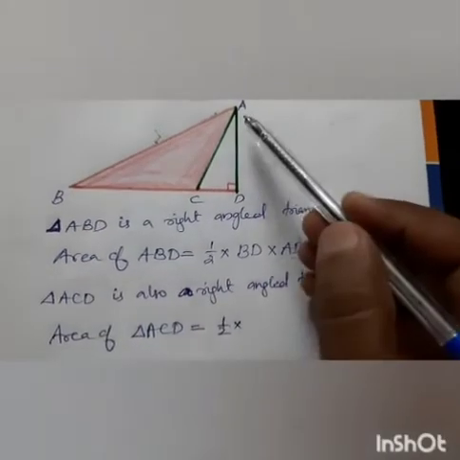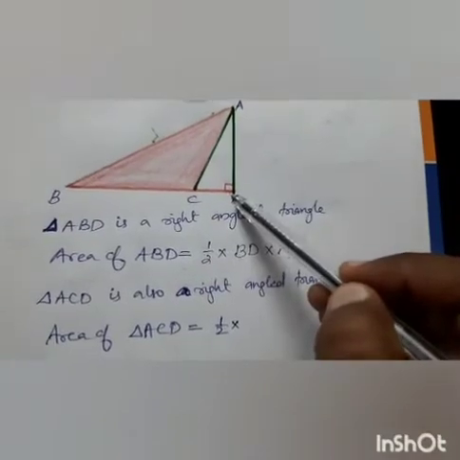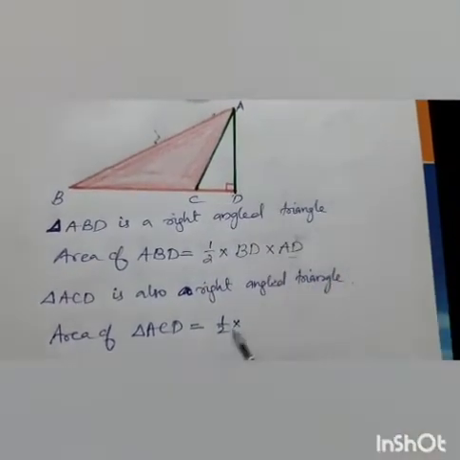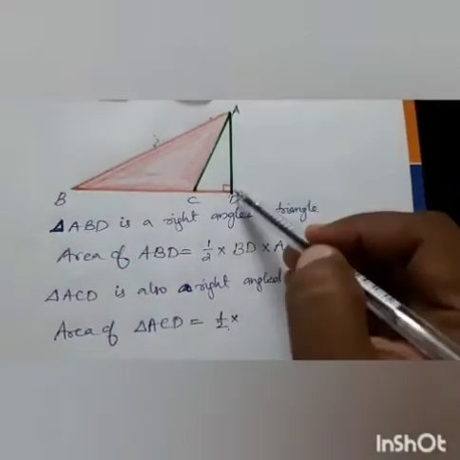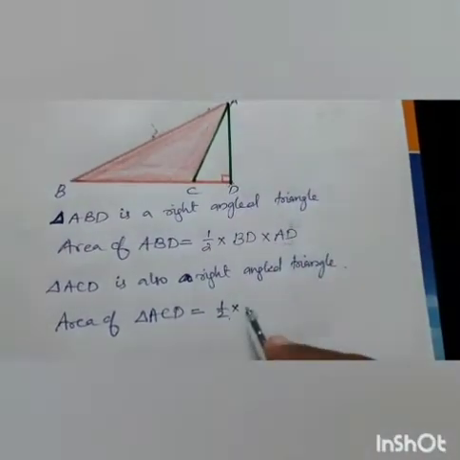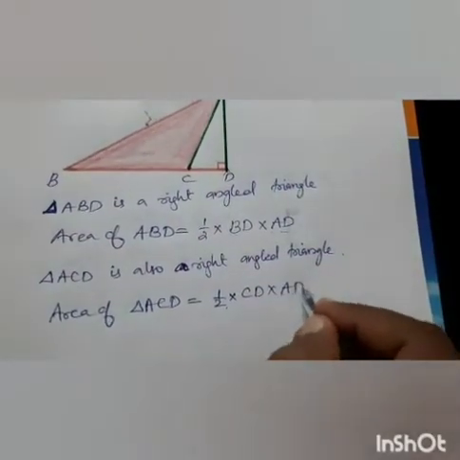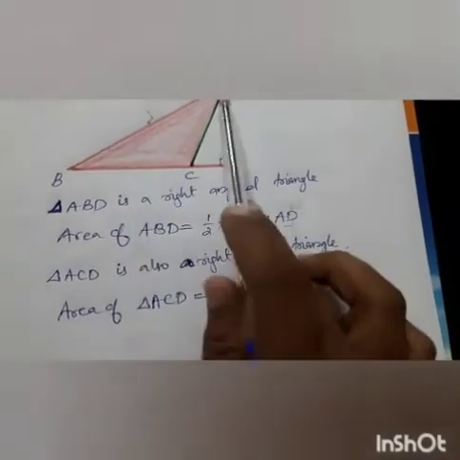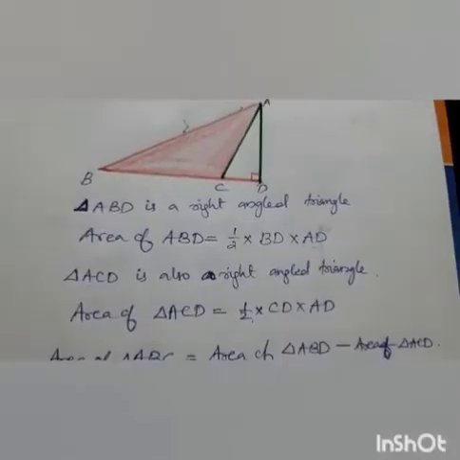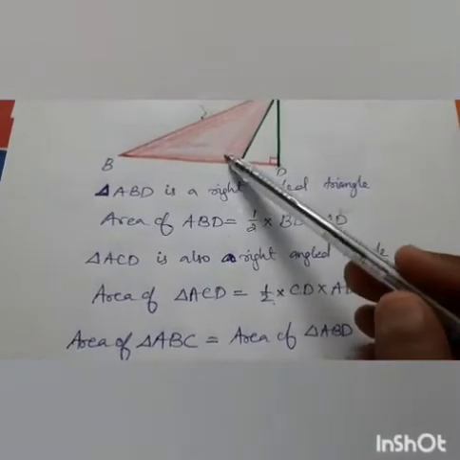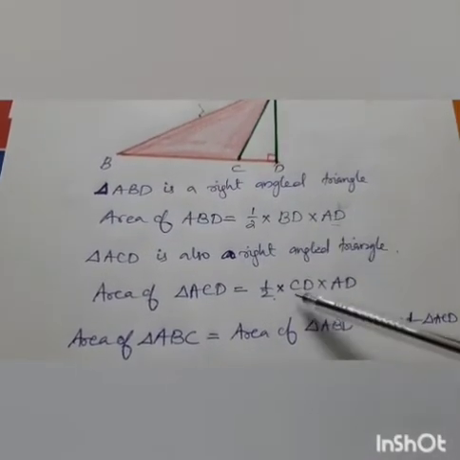Next we have to find out the area of this small triangle ACD. That is also a right angle triangle. So half into, what is the area? CD is the base length, AD is the perpendicular length. So half into CD into AD. So you got the area of the bigger triangle and the area of the smaller one. To find out the area of the shaded portion, we have to subtract the area of the smaller one from the bigger one.